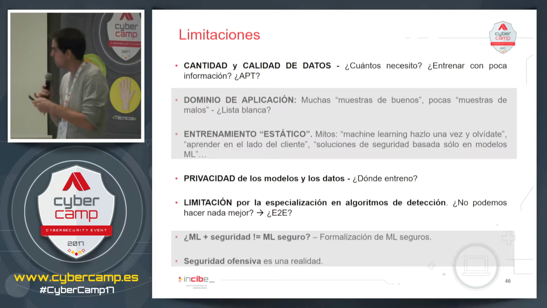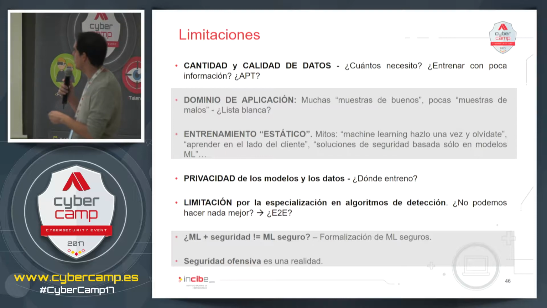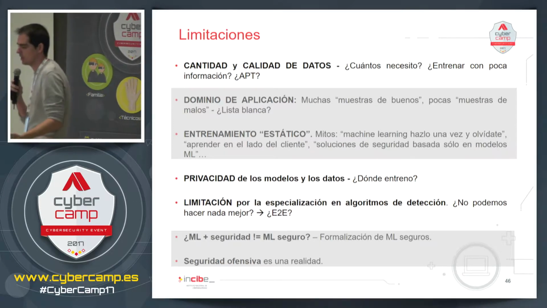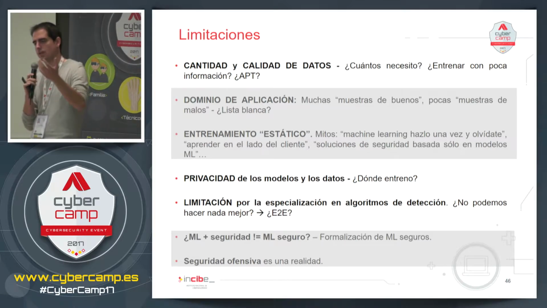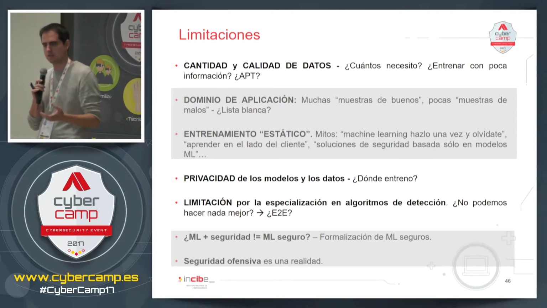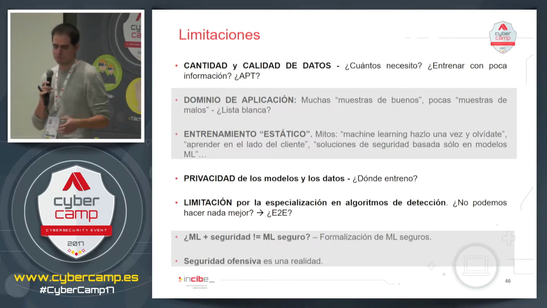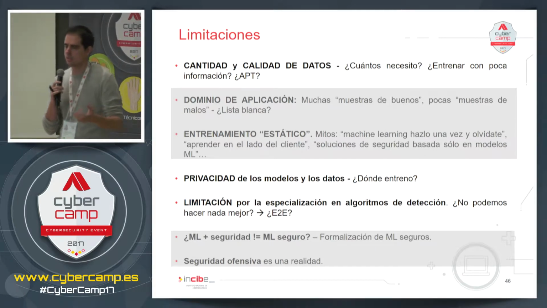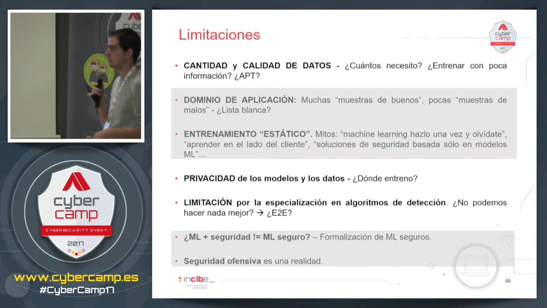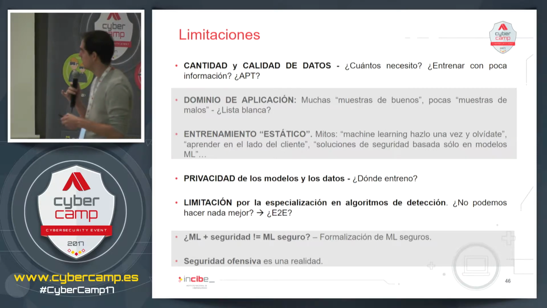We're not making progress. There's another problem: the static training problem. This is useful in certain scenarios. You have a model, you train it, you classify, and that's it. But that's not real in security because the attacker is evolving and changing. You have a model to detect a specific attack, but the attacker is now doing it in a different way.